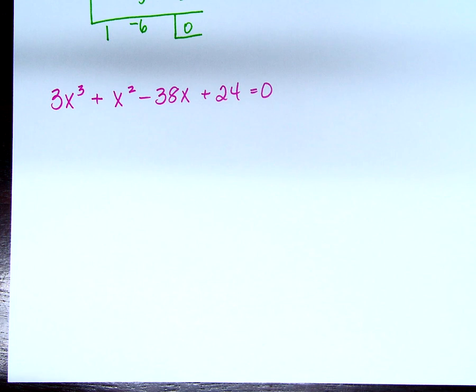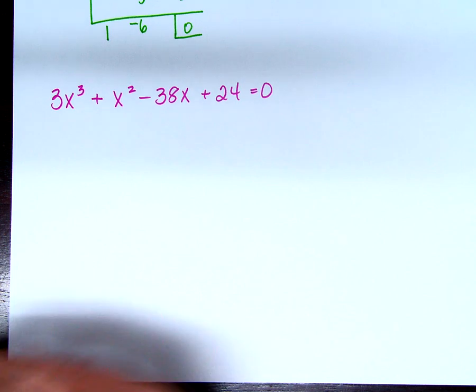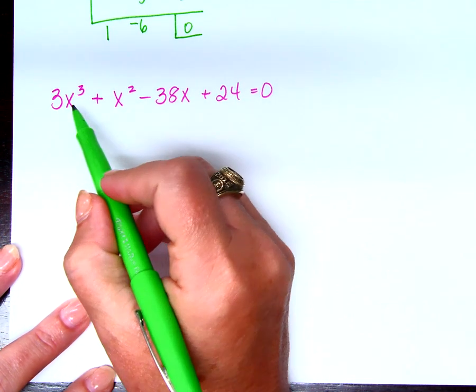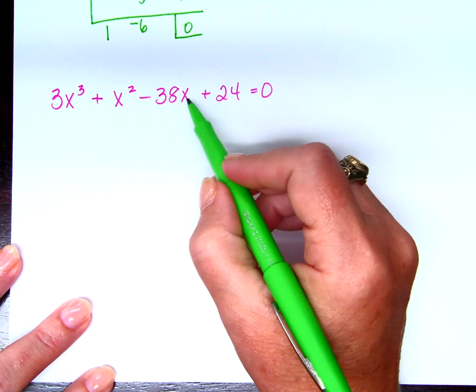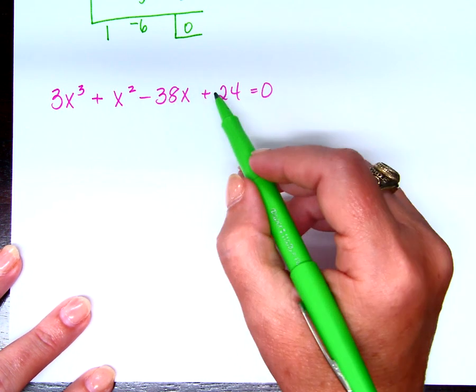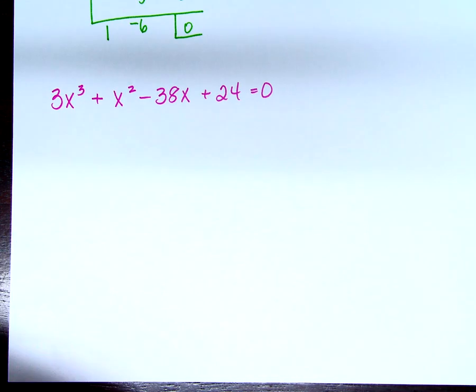Okay? Could I factor it by grouping? Could I factor out an x squared and get 3x plus 1? Is there anything I can divide this by, make it become 3x plus 1? No. Okay, so I need to do what we have been doing, right? All the possible rational roots.